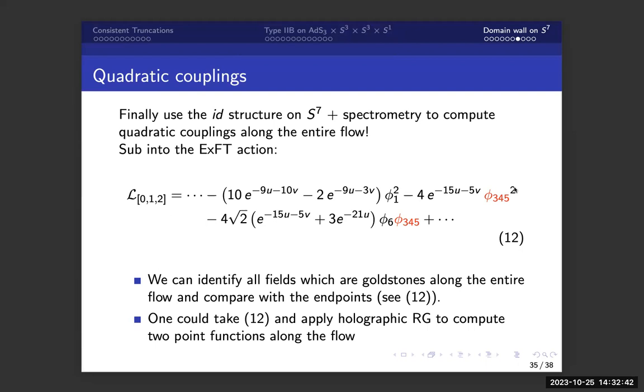If you get a result for the 2-point function throughout the flow, do you have a field theory understanding of why that was possible?